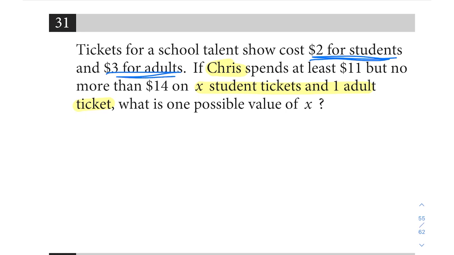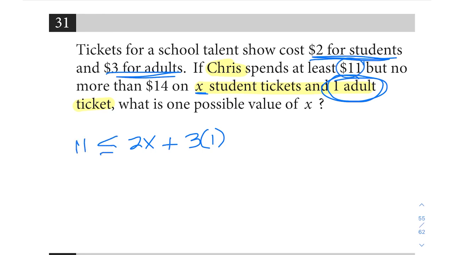Okay, so the equation here that we would put together, if it's $2 per student and $3 per adult ticket, they tell us x represents the student tickets. So that would be 2x, and then plus 3 times the number of adult tickets, and they specify that that has to be one ticket. So we can plug that in as 3 times 1 for that.